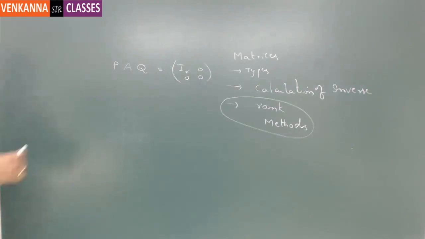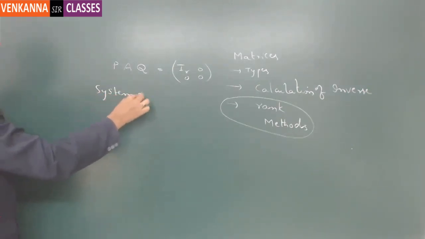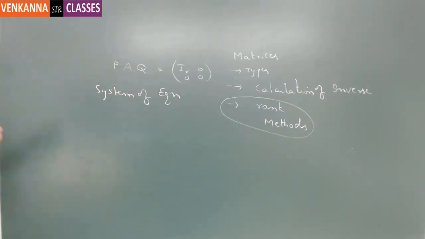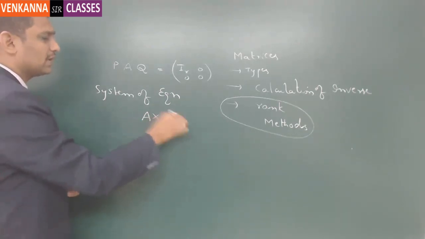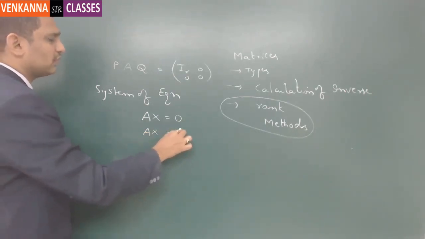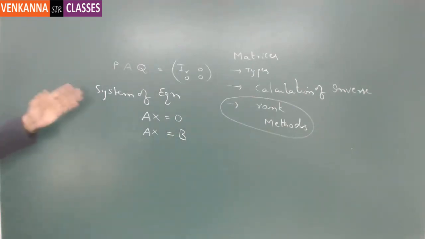Then I want to discuss the system of equations. However, you have learned it earlier. Again, it will be a refreshing one for you. So there are two types: homogeneous of the form Ax equal to 0 and non-homogeneous of the form Ax equal to b. So we will discuss the solution methods and approaches. So that would be the module of today's session.